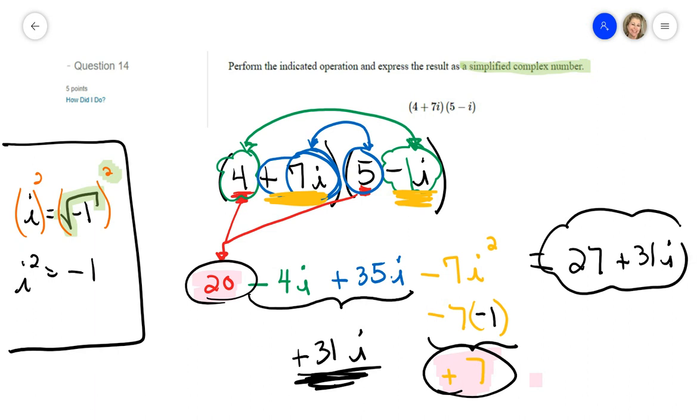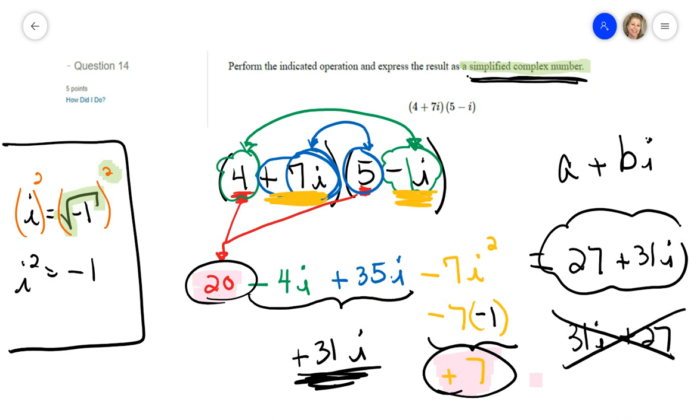And when it's a simplified complex number, complex numbers are always in the form of a plus bi. Never write 31i plus 27. That is not considered correct. The real part comes before the imaginary part. It's no different than your friends. You should put your real friends before your imaginary ones. It just works out better that way. So that's the answer, 27 plus 31i.